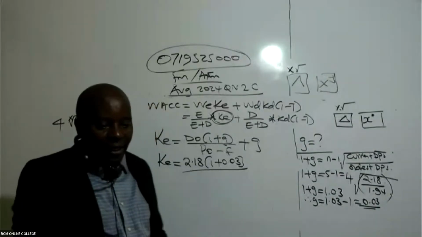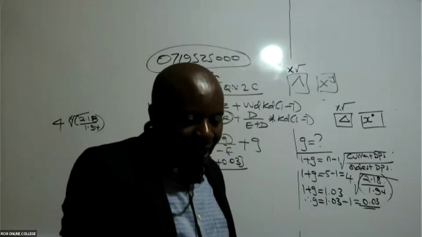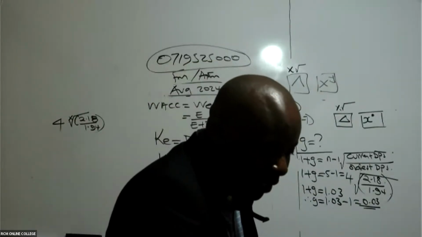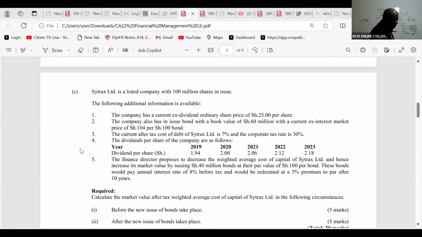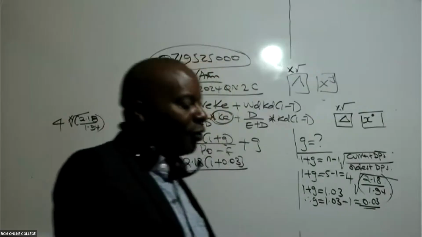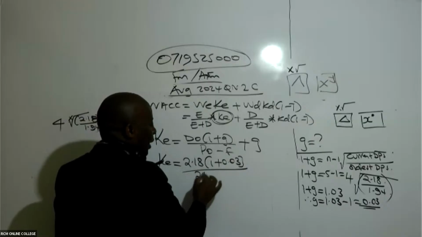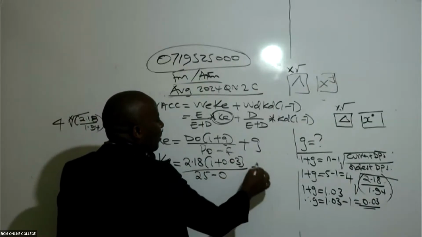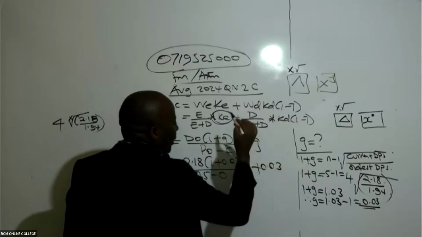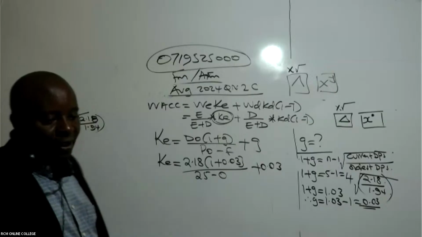Current price per share. I'll be able to come back to that. So the current price per share, you can see here. The company has a current ex-dividend ordinary share price of 25. So in this case, the current price per share, not per bond, but per share, is 25. There is no flotation cost given here, plus this growth rate of 0.03.